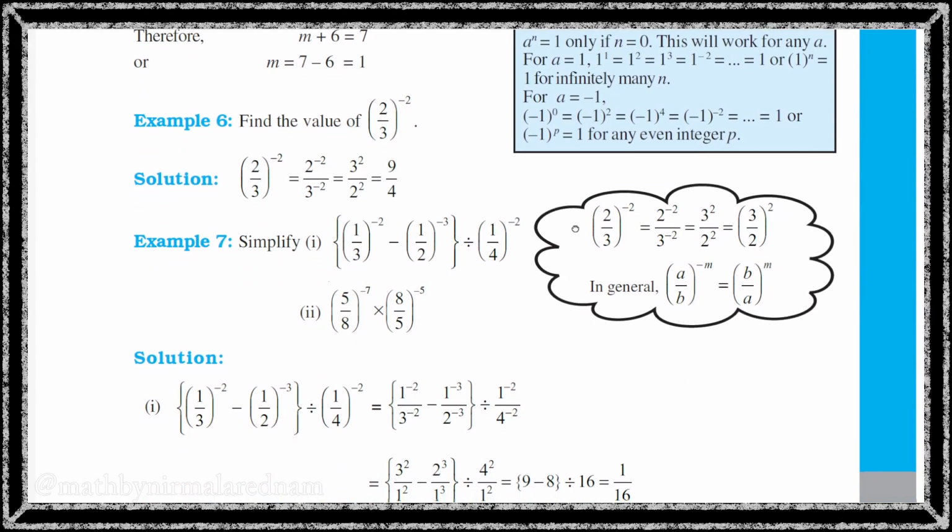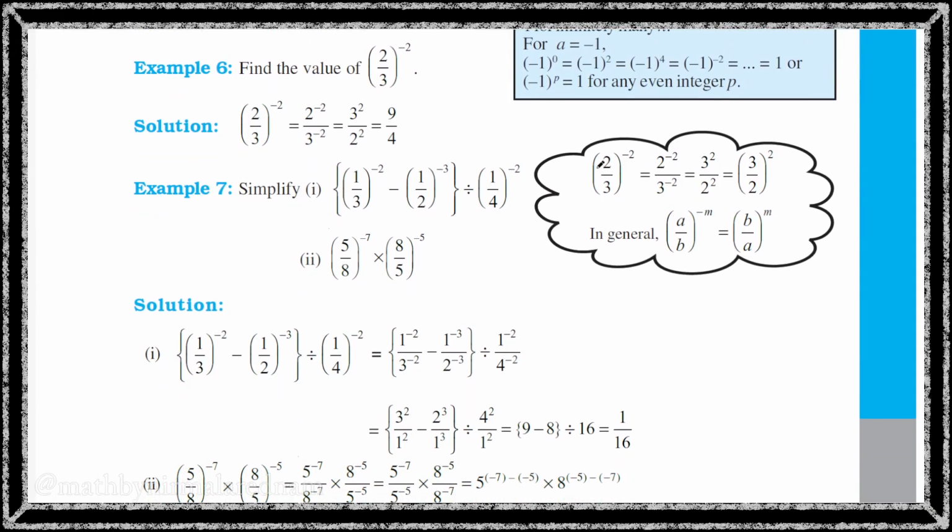Find the value of this. Now you have minus 2. First, in order to simplify, I need a positive exponent. So I'm going to write it as 3 by 2 whole square, and then you open the brackets, you're going to get 9 by 4.